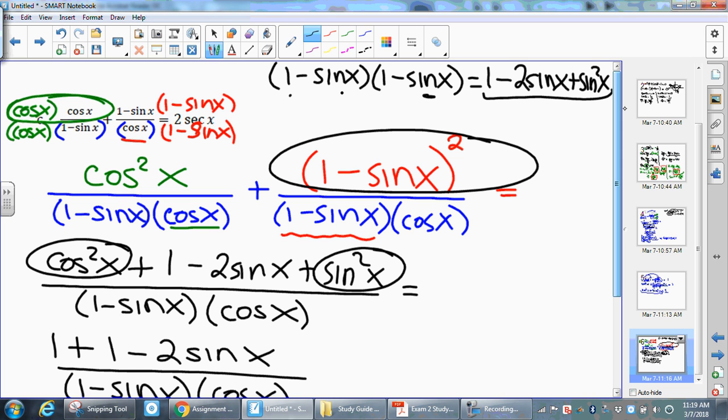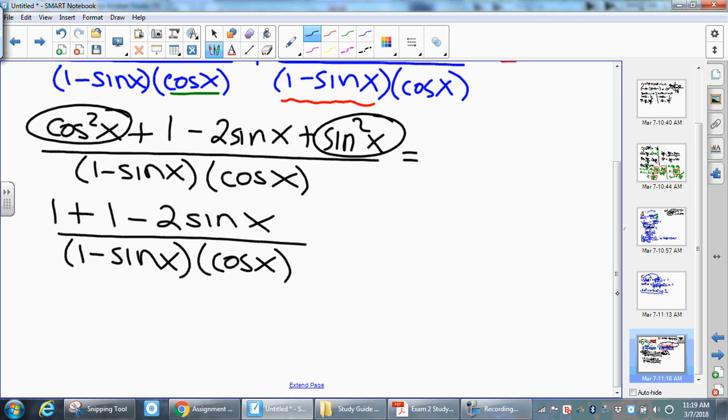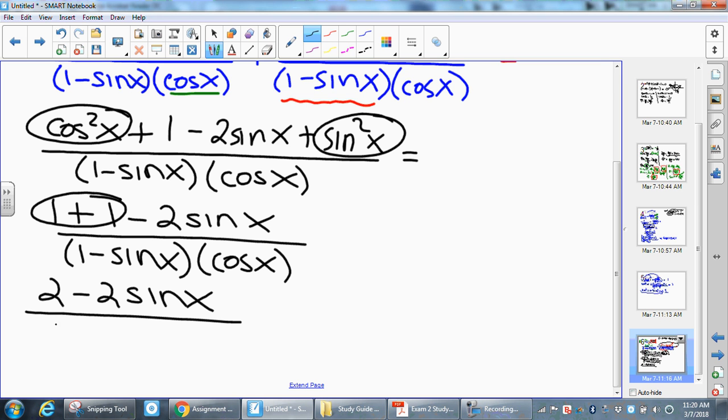Okay, and you notice that you need secant, right? That's where you're trying to get. So how can we get secant? From sine? No, from cosine. So we need to start thinking about getting rid of that sine, get it out of there. So we could add these two numbers. 1 plus 1 is 2. 2 minus 2 sine x over 1 minus sine x times cosine x.